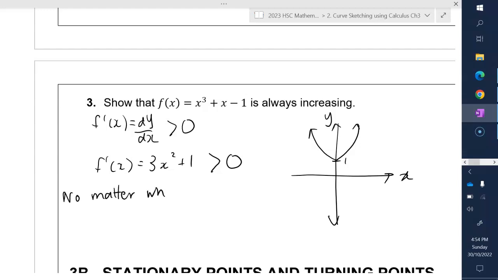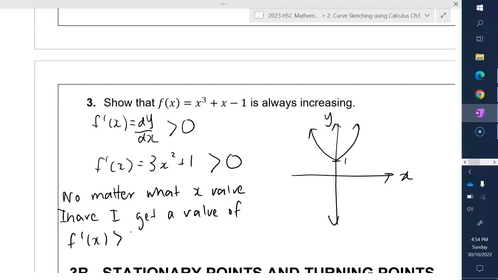So no matter what x value I have, I get a value of f dash of x that's going to be greater than or equal to 0. You can see my graph and you can write a little sentence in there. There's no use trying to solve that equation. It's going to end up with an inequality and trying to square root a negative number, that's not going to happen. But we could bring the discriminant in there as well if we wanted to.